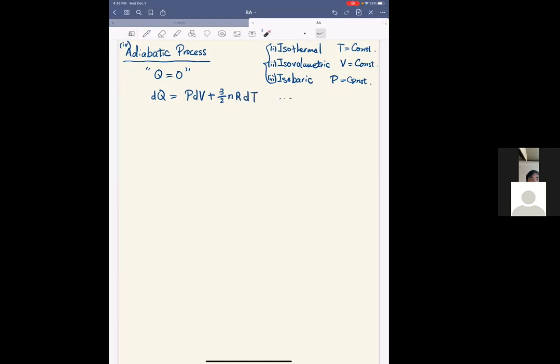So here we have 3/2 for monoatomic gas. And we will see very soon what happens if we're thinking about other kinds of gas where this factor is changed to something else. But just for concreteness, we'll begin with the case where this factor is 3/2. So we have that. And for an adiabatic process, we have Q equals to 0. So this is 0.